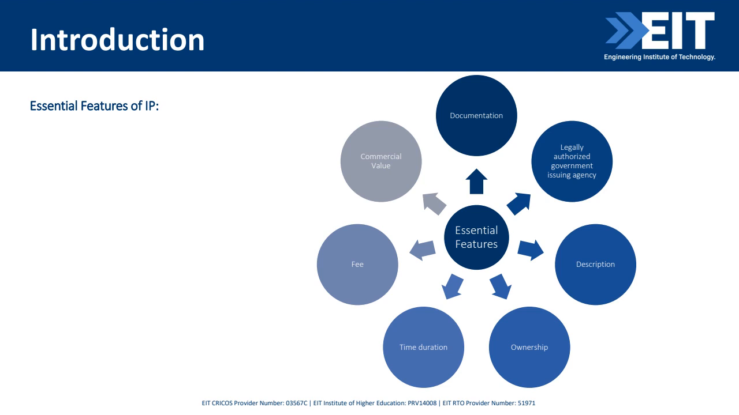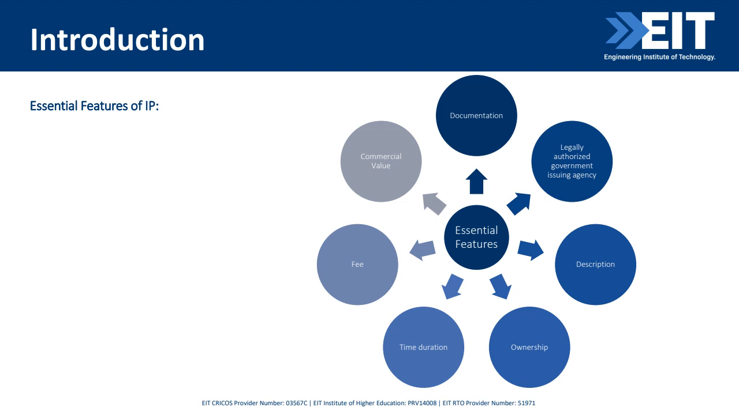There are some essential features of intellectual property. Just like any other property, intellectual property has to have some basic features which can help us identify that this is our intellectual property. So the first feature is called documentation. Any intellectual property will have some form of documentation associated with it. Some sort of letter, some sort of grant letter, something like that. Some documentation has to be there, always there.